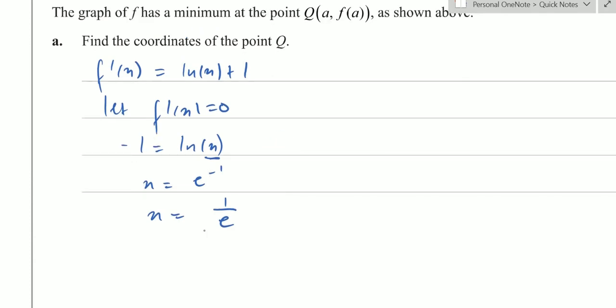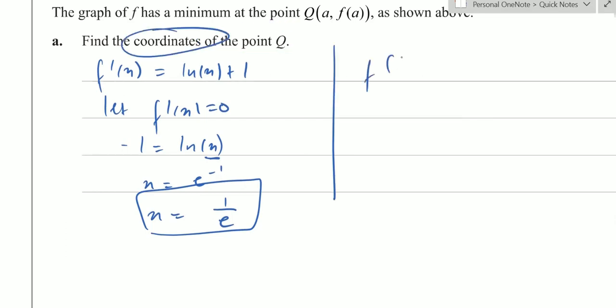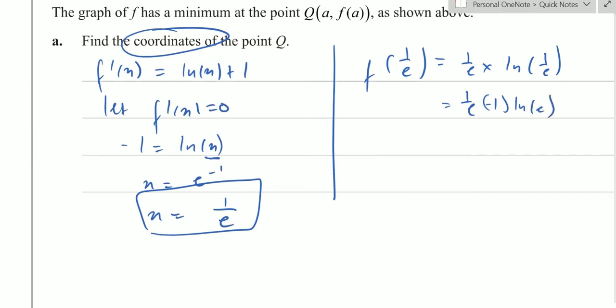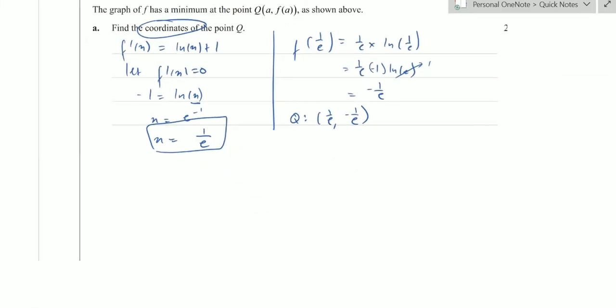Yep, so we have a, but it's asking for the coordinates of Q, so we need to find f of a. So 1 on a times ln 1 on e, sorry. And we know 1 on something, 1 on a, is the same thing as to the power -1. So we could take out -1 ln e, and then ln e is just 1. So this becomes 1 on e. So the point Q is 1 on e, negative 1 on e.